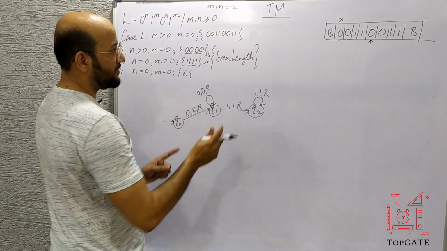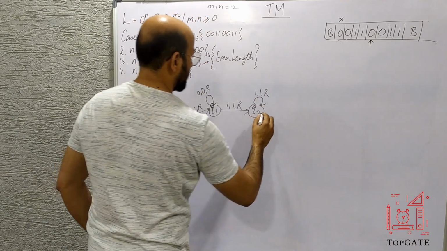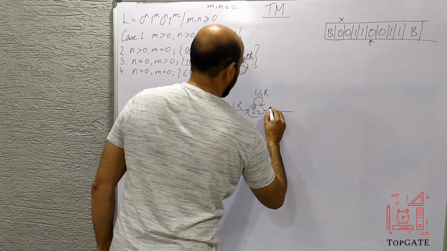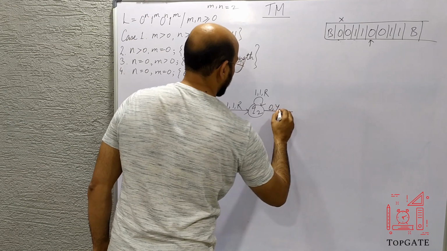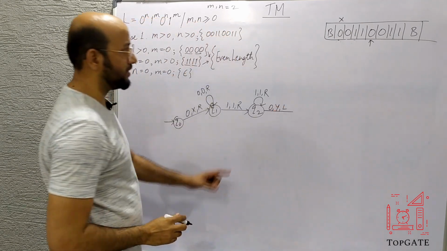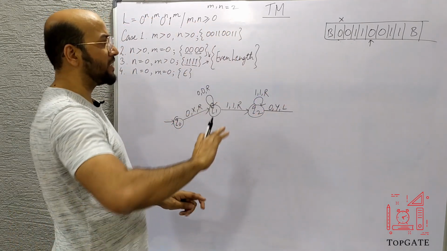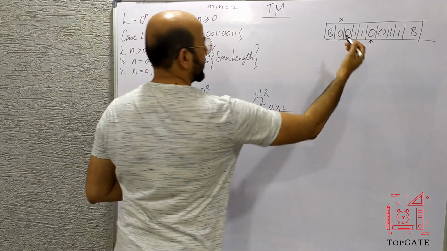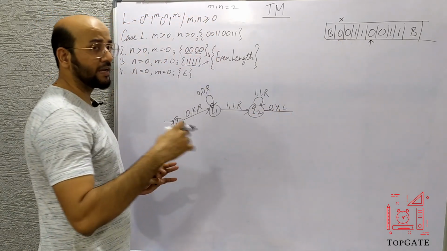This 0 is the pair for the previous 0. So if you find 0, you should change it to Y and go to the left side, and don't go to the right side, because on the right side my work is done. So I'll come back toward the initial state and start my second iteration.